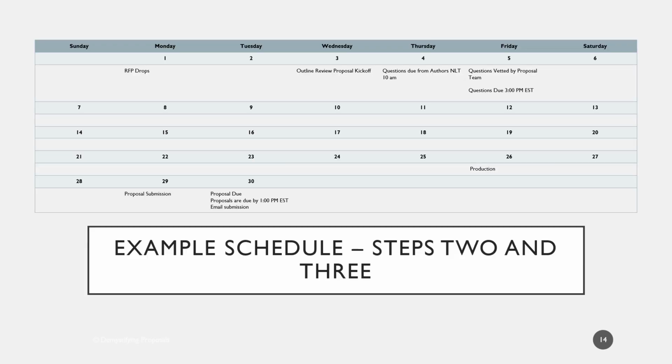This is an example schedule, including the information from steps 2 and 3. In this case, as noted on day 30 of the proposal, this is an email submission. So proposal submission is scheduled for the day before, and production should usually only take about a day. So that's scheduled for the Friday before.